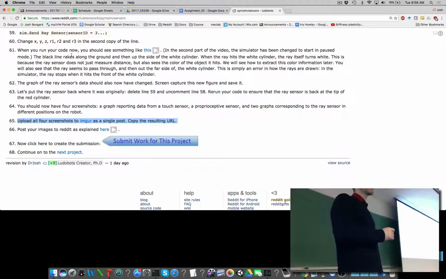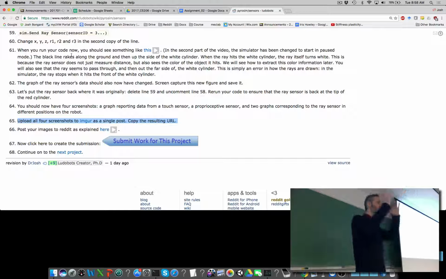Yes? What is the significance of the little pyramids on the ground? Is that just for orientation? That's just for orientation. That's just for you to get a sense of whether you've got things in the right position and the right proportion and so on. Yep. Any other questions? Yes?